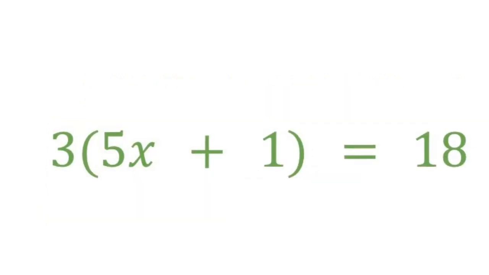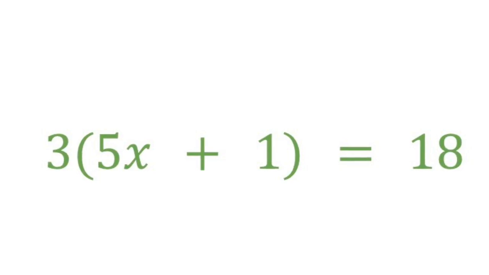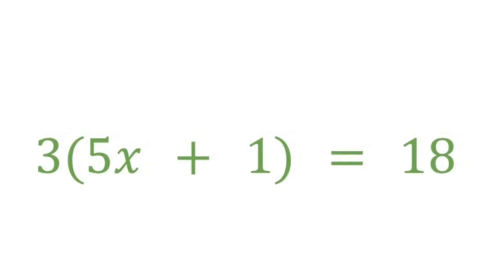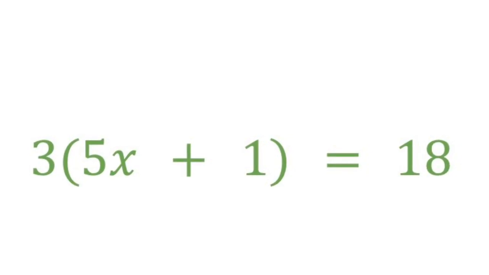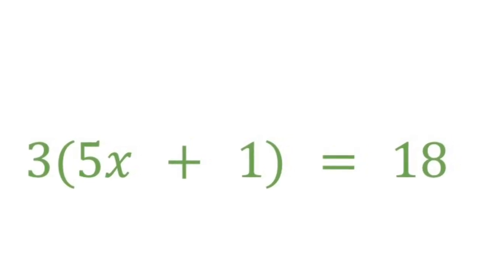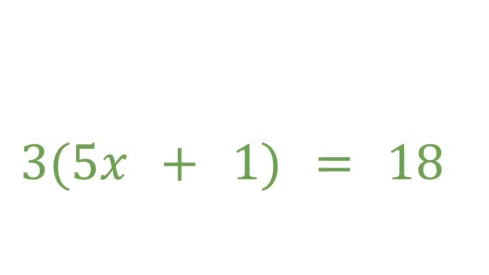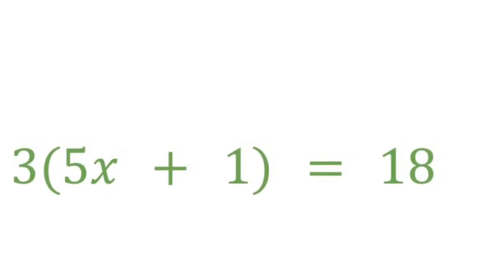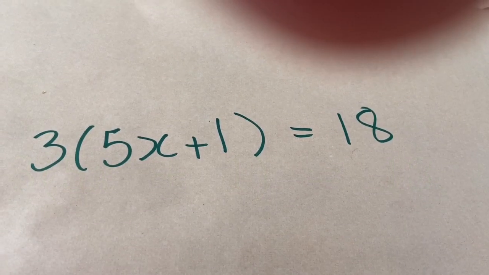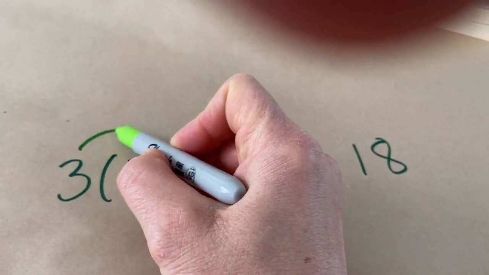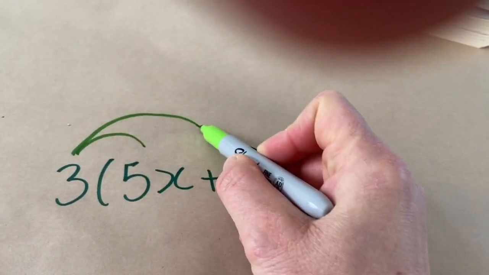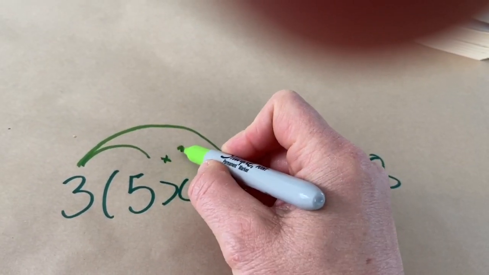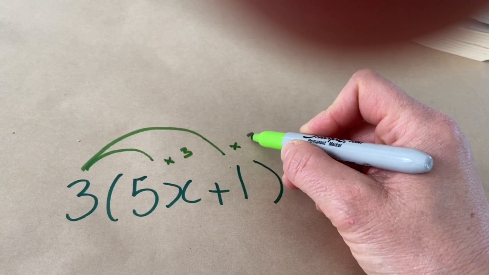The first equation that we're going to solve is 3(5x + 1) = 18. And all you need to remember to do is to simplify the left side first and then do the same things we did yesterday when we were solving equations when there were no brackets. Step number 1, we need to simplify. We need to get rid of the brackets, which means we need to multiply the 5x times 3 and we need to multiply the 1 times 3.